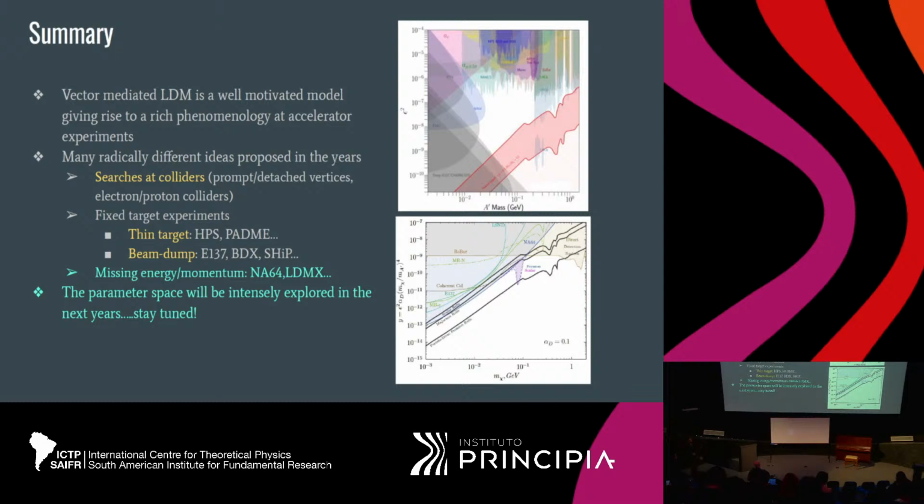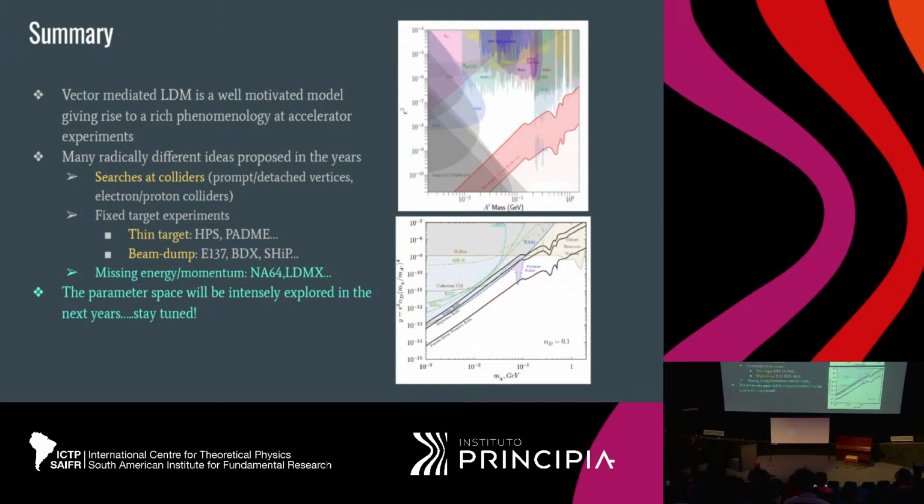Since this is my last talk, I just want to wrap things up a bit and summarize what we have discussed in these four lectures. I convinced you that vector-mediated light dark matter is an interesting model to explore, since it gives rise to a very rich phenomenology, which foresees particles that are very long-lived, very short-lived, that can decay to particles of the Standard Model, that can decay invisibly, and this has brought many different experimental approaches to explore these scenarios.